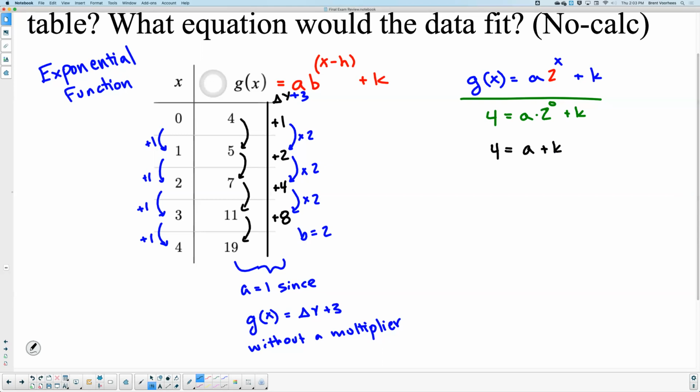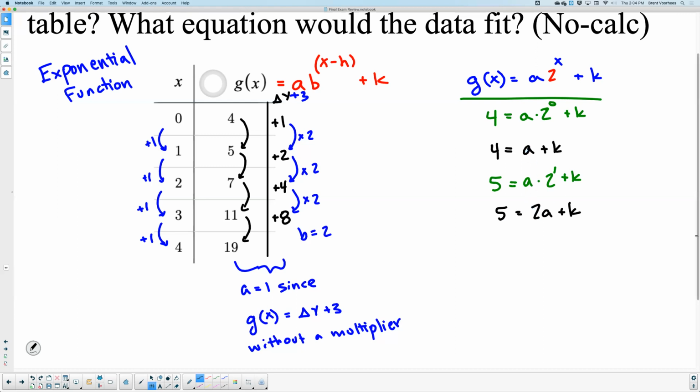And I'm going to stop for a second. And now I'm going to do this again. I'm going to plug in a different point. Let's now plug in 1, 5. 5 goes into g of x. So I'm going to say 5 equals a times 2 to the, now what's my x this time? 1 plus k. And we'll simplify that. I have 5 equals, what's a times 2? 2a plus k.